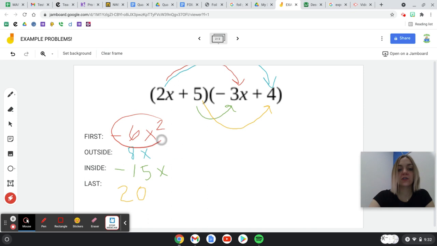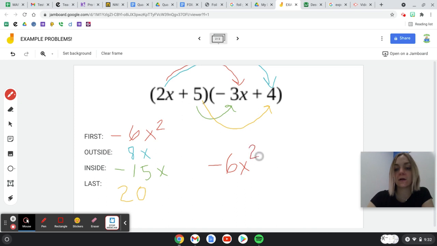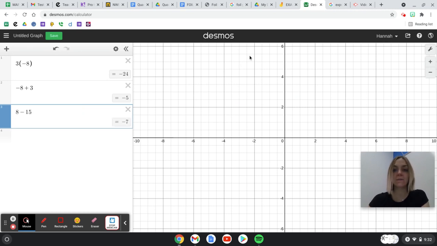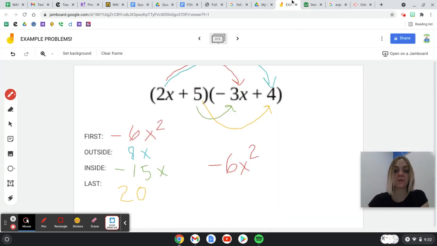I've got one term that has a variable with an exponent. I've got two terms here that have a variable with no exponent, so I need to combine them. And then I have one term that's just a constant number. So the only thing I need to do is combine these two as I'm writing my expression. So I have negative 6x squared, and then I've got 8x minus 15x. I'm just going to come over here, 8 minus 15. That gives me a negative 7 for my coefficient.